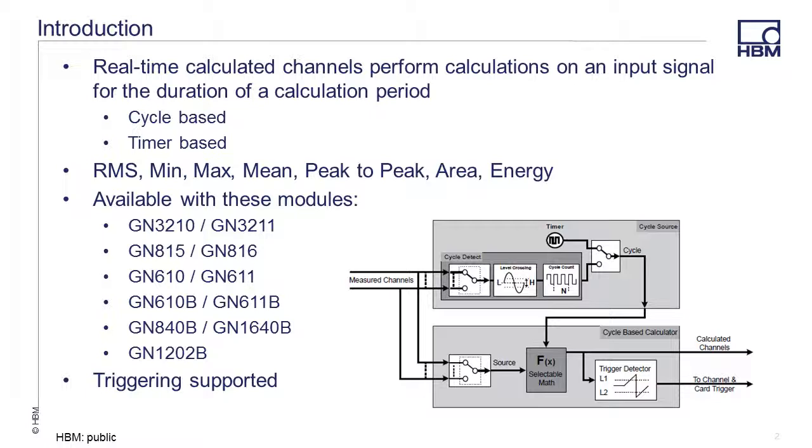There are up to 32 calculated channels available for each Gen Series module. The user configures each calculated channel independently. It is also possible to trigger on the calculated results.